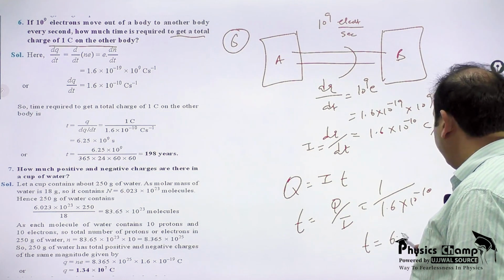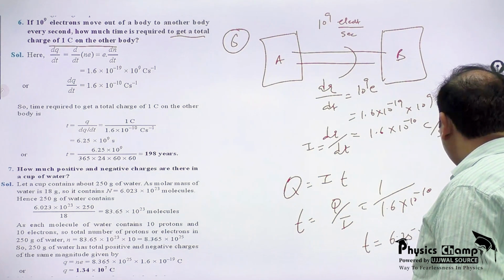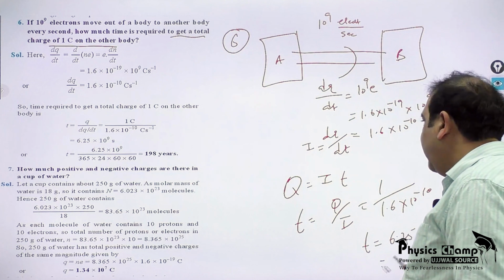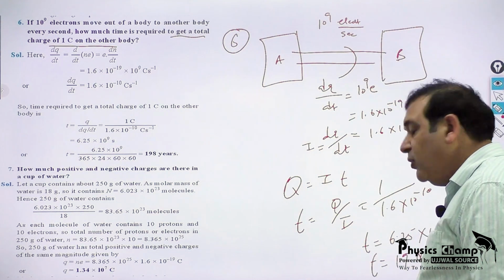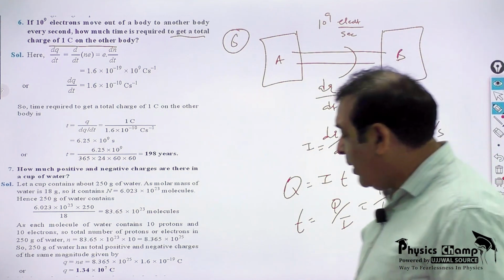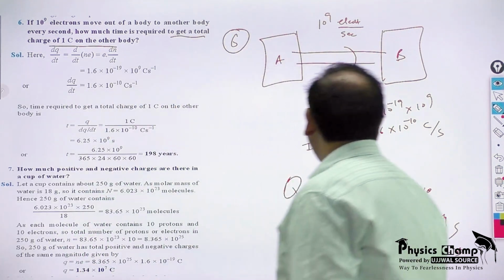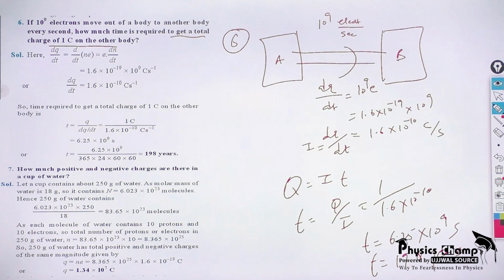So it will take 6.25 into 10 to the power 9 seconds. Or if you convert that into years, it will take 198 years. So you can imagine 1 coulomb is in fact a huge charge, and in this particular condition to be shifted.